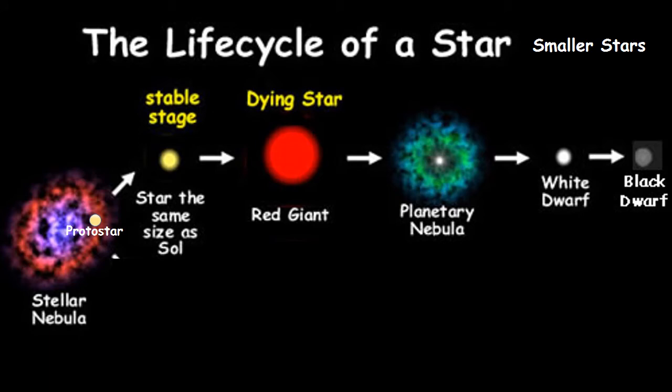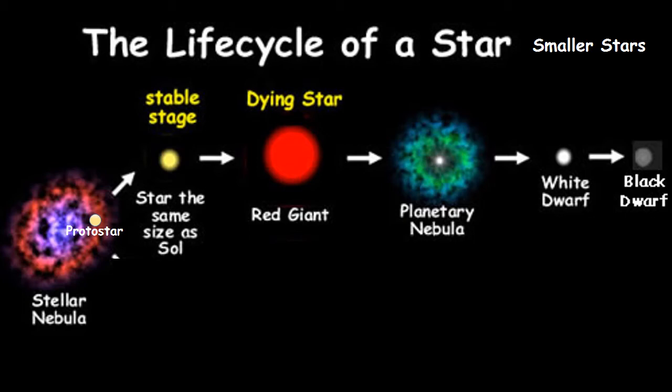This is a slightly more interesting version of the same thing, and I've just blanked out the large stars to start with, so we can just talk our way through the smaller stars first. So we've got a stellar nebula, we've got a protostar, and then we've got our stable main sequence stage. Then as the star reaches the end of its life, it'll turn into a red giant. So our sun will do this. It will probably swallow up the rocky planets, including the Earth, as it gets bigger. And then it'll start to lose a lot of the outer material and turn into a planetary nebula. So a lot of the material from the sun will end up drifting away into space.